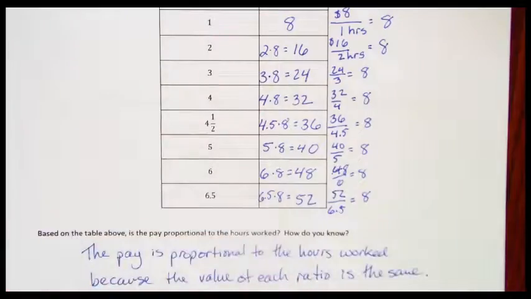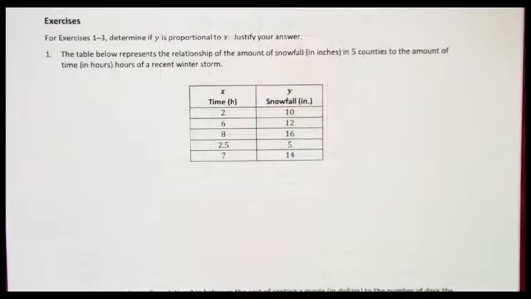When we're dealing with tables, that's always going to be the answer. We're always going to look to see, is the value of the ratio the same for each ratio? If it is, then the relationship is proportional. If it's not, then the relationship is not proportional. Let's look at exercise 1 together.